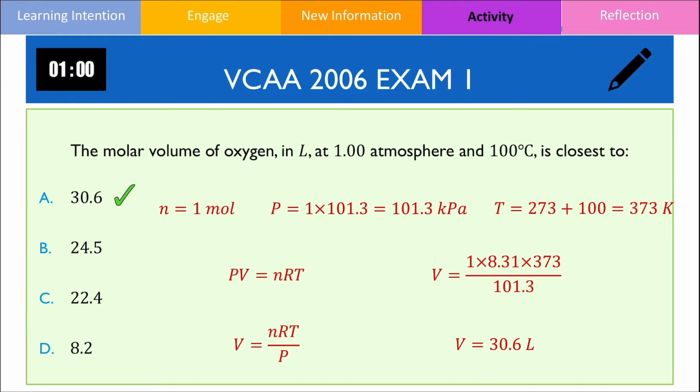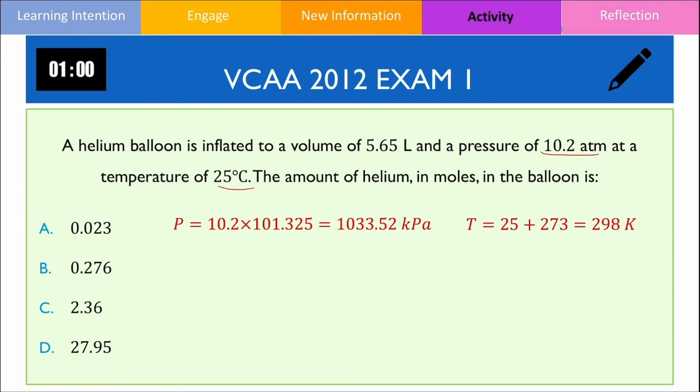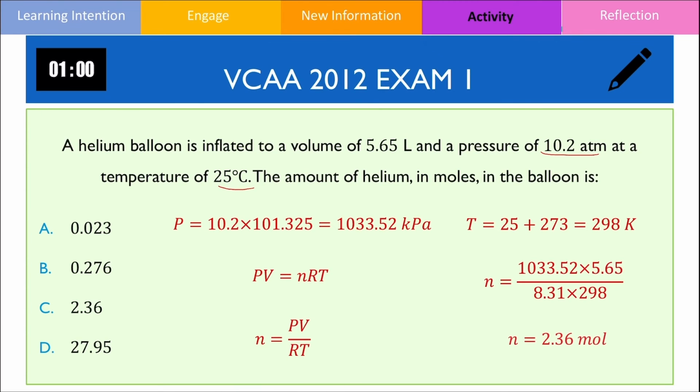Have a go with the third question. Pause the video now and then resume again once you're ready to compare your answer. To use the formula PV equals nRT, we're going to need to express pressure and temperature in the appropriate units. To convert 10.2 atmospheric pressure into kilopascals, we're going to multiply it by 101.325, giving this as our answer. In Kelvin, 25 degrees Celsius is equivalent to 298 Kelvin. Now that we know the values for 3 variables, we can use the formula PV equals nRT and rearrange the formula to solve for n by dividing both sides by RT. Plugging these values into the calculator should give you an answer equal to 2.36 moles, which corresponds to option C.